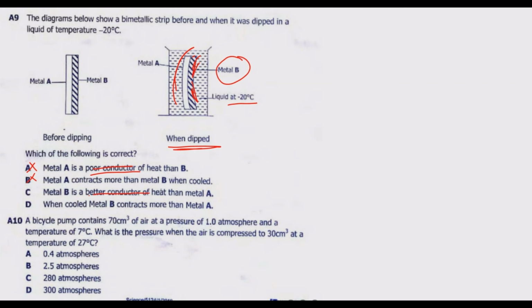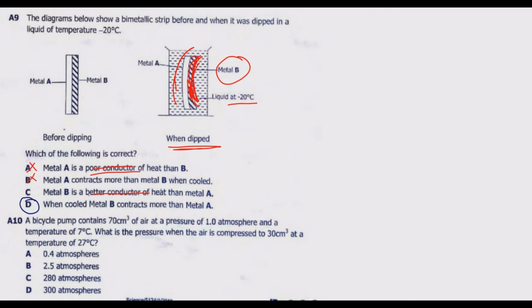Then D, when cooled, metal B contracts more than metal A. This is true because it is pulling in this direction, so it's contracting more than metal A. So D is the correct answer.